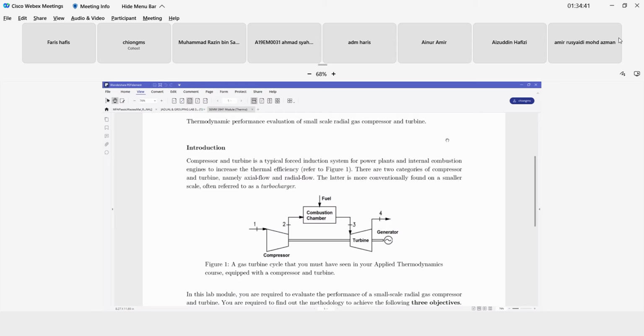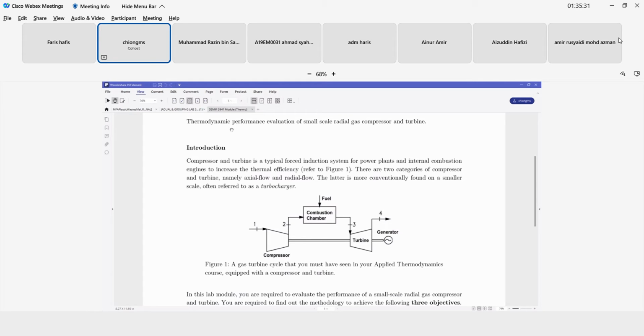Okay, so in chapter 2 of your applied thermodynamics, you learn about the gas turbine cycle, right? Just like the one seen here. Okay, so this is a simple gas turbine cycle, right, running on gas. It consists of a compressor, it consists of a turbine. So these two components are what you'll be looking at, and you want to evaluate the thermodynamic performance of it.